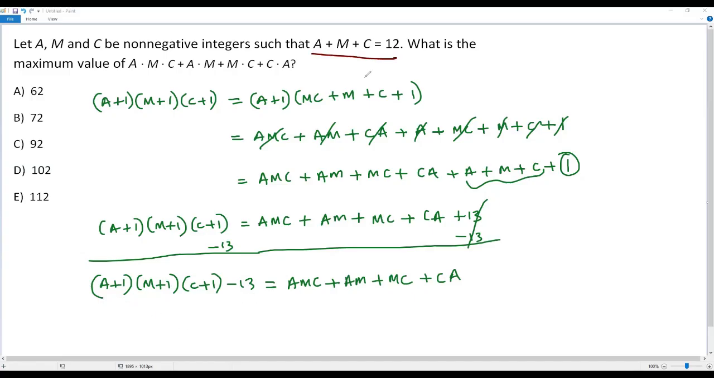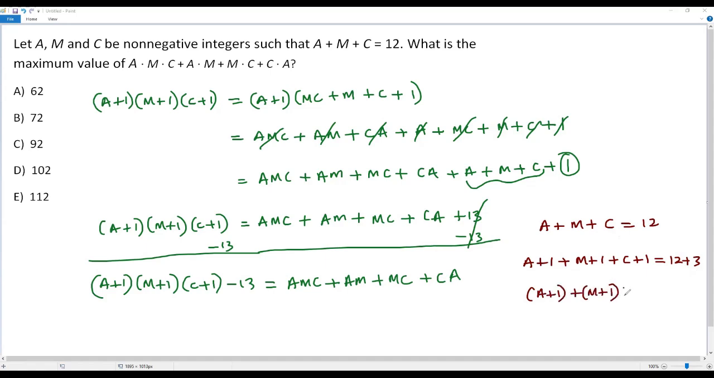For that, we can consider the equation A + M + C = 12. Now, let me add 1 to each of these three non-negative integers. Then I'm getting A + 1, plus M + 1, plus C + 1. Here I have added 1 to each of the three integers. When I add these three 1s, I am getting 3. Now to balance this equation, we have to add the same 3 to the right side. Then we get 12 + 3 on the right side. So we have A + 1, plus M + 1, plus C + 1 equals 15 on the right side.